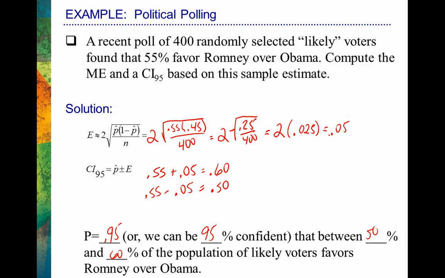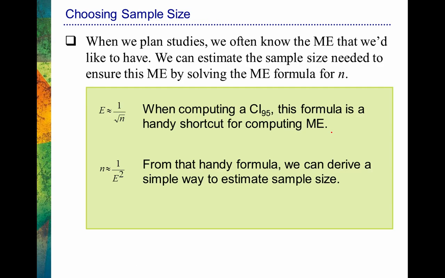I want my sample data to come closer to measuring the true population data. This is going to be off by plus or minus 5%. What if I wanted that to be a smaller number? So I can figure that out by manipulating my sample size. So we can estimate the sample size needed to ensure any margin of error by solving for the margin of error in our formula. So again, we just manipulated our formula to now solve for the margin of error.